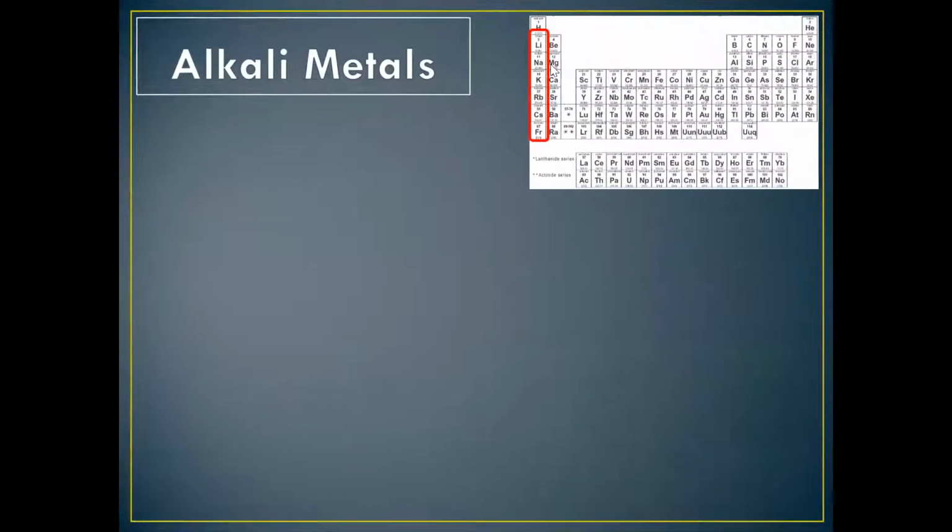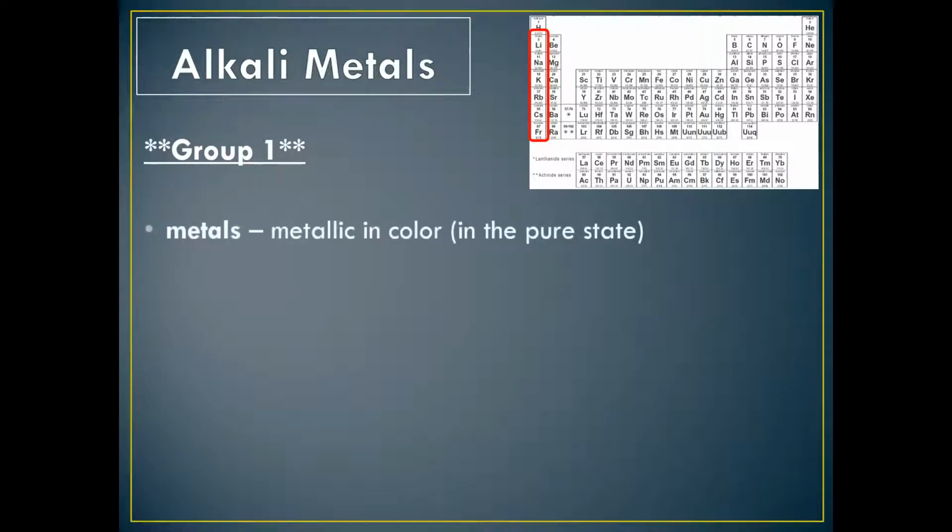Okay, so our first family on the periodic table is called the alkali metals, and I've highlighted them in red here. So this is group 1 of the periodic table, excluding hydrogen. So notice that hydrogen is not included. So we have lithium, sodium, potassium, rubidium, cesium, and francium make up the alkali metal group. So it says it in the name. The alkali metals are all metals. They're metallic in color in their pure form.